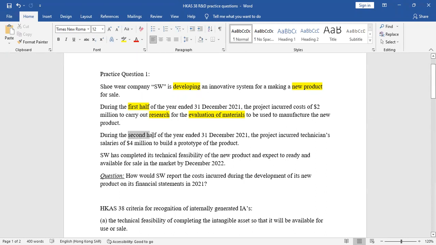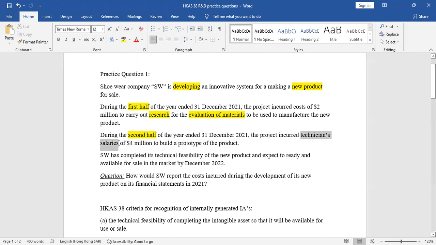And then in the second paragraph, it says second half, right? The second half means from July to December. So during the second half of the year, 31st December 2021, the project incurred technician salaries of $4 million to build a prototype of the product, right? So this is a technician's salary.